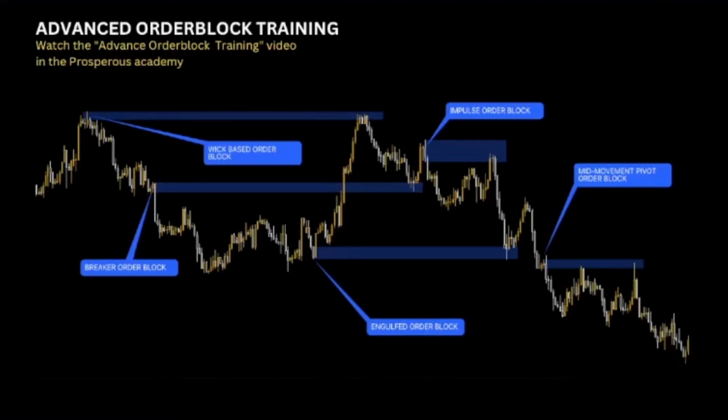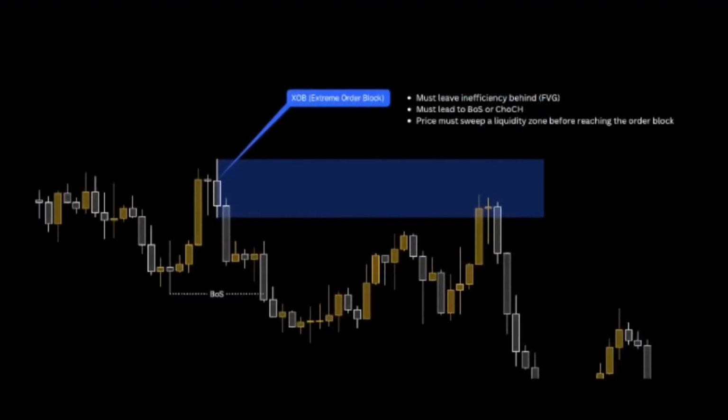Now let's look at what qualifies as a high value order block, what we call an extreme order block. So here we have an extreme order block, and I will explain why it is extreme. Well, what is our criteria? First and foremost, the order block must leave inefficiency behind. As you see, this is the order block. What has it done? It has left inefficiency behind. Fair value gap, right here.